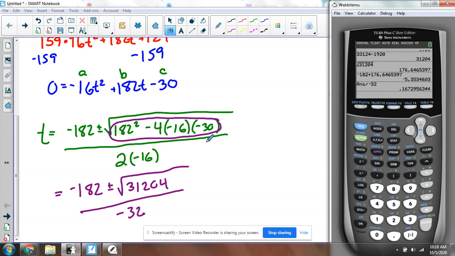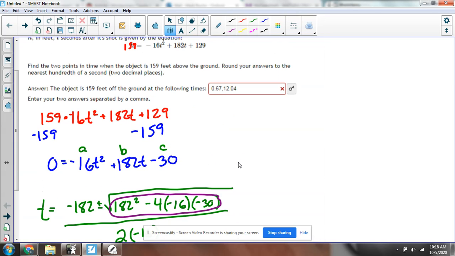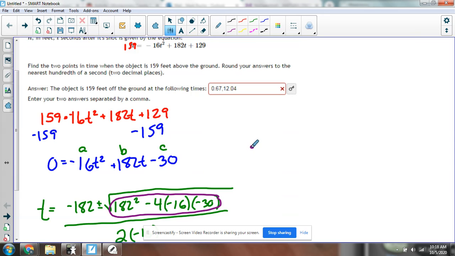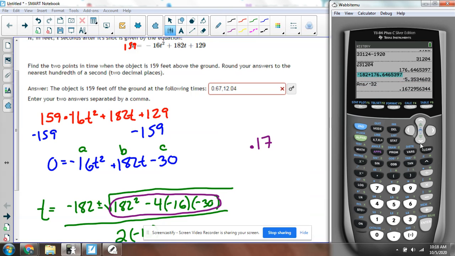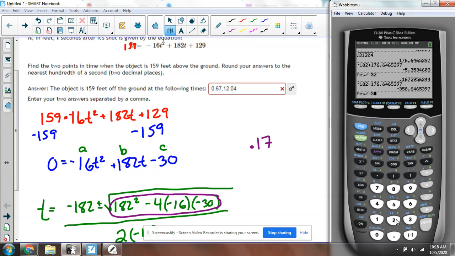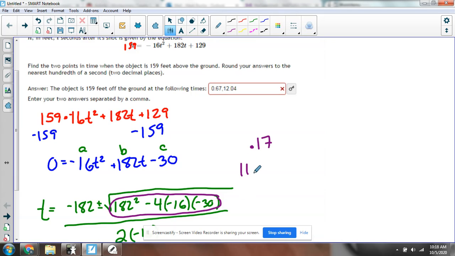There's my first answer. Positive 1 point, what did they say? Around 2 decimal places. Positive 0.17, sorry. And then I'm going to take the same thing, but I'm going to subtract instead of add, and then divide by negative 32 again. I get positive 11.21. And although it's ugly, a lot of the answers in this chapter will be ugly. Those are your 2 answers.